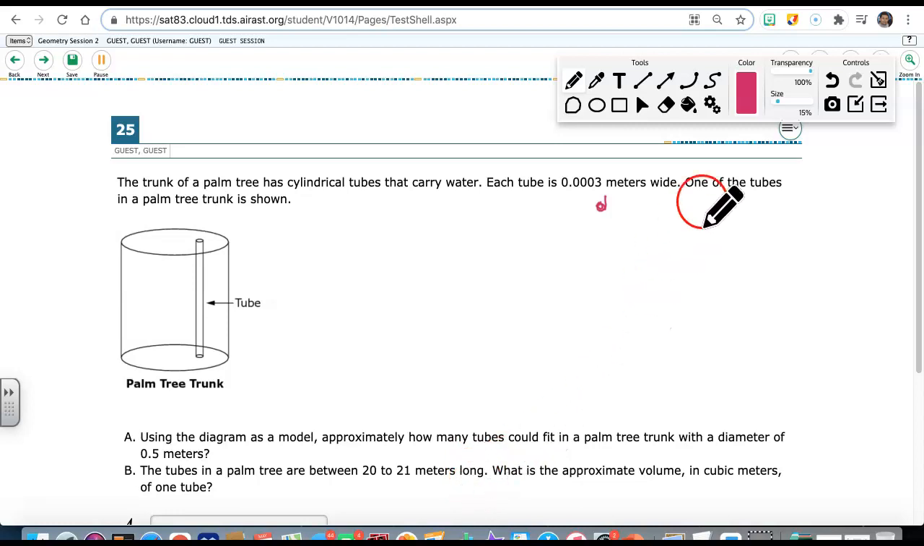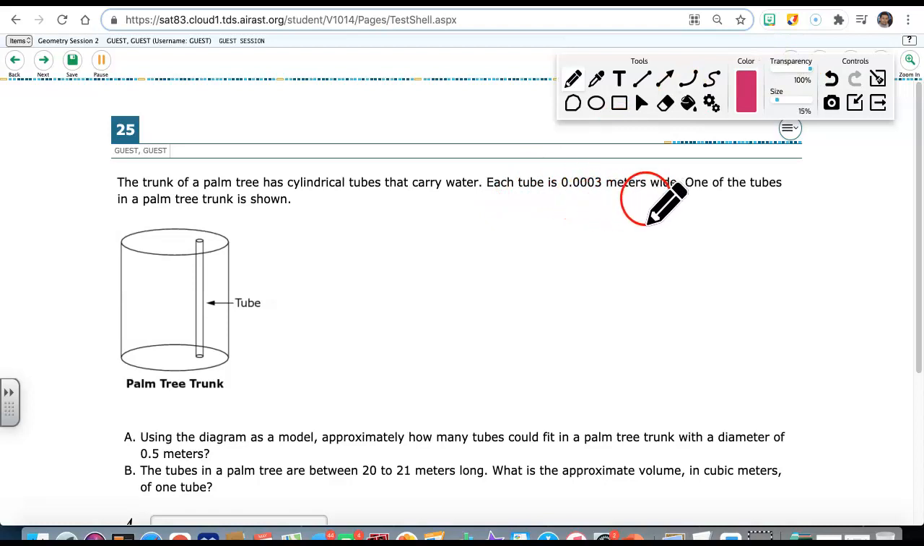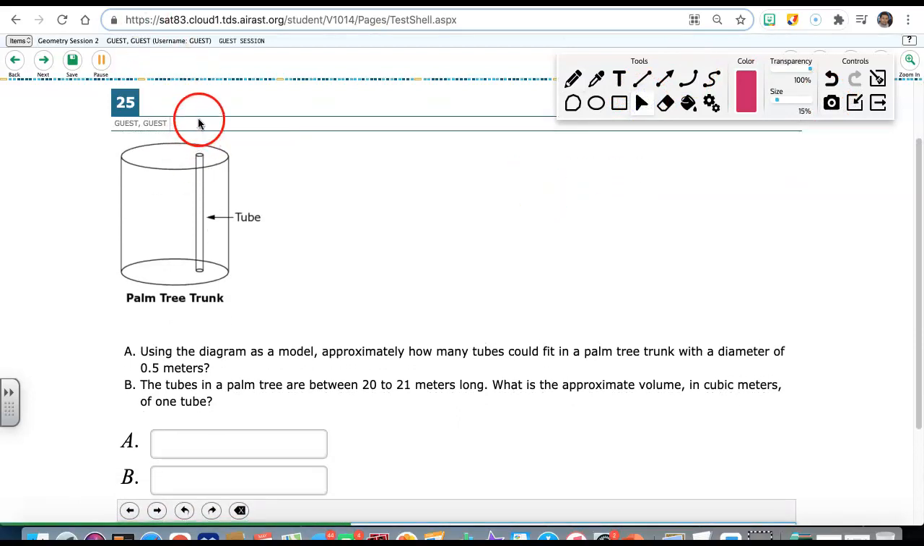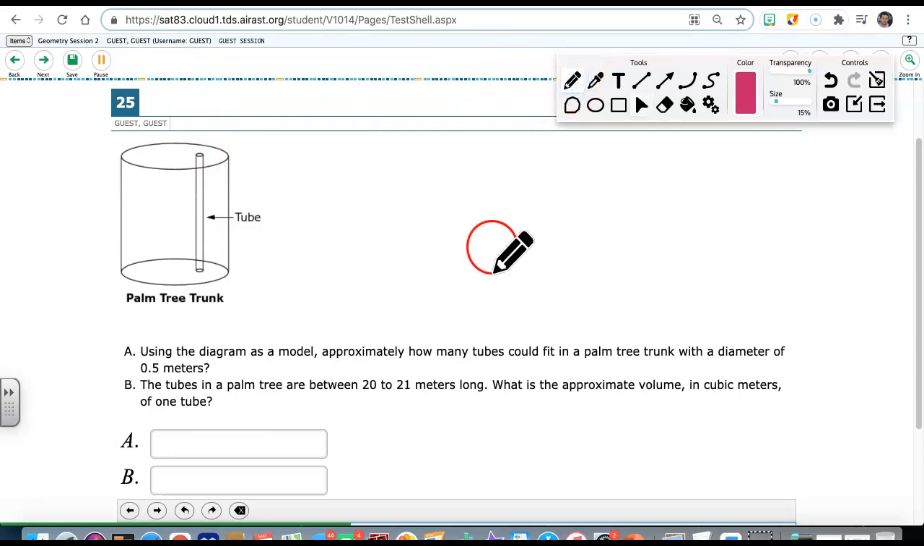Alright, so one step at a time. What they're saying right now is each tube is 0.0003 meters wide. Wide means, if it's a tube, it's circular, right? So that's a circle, and the width is your diameter. So this is your diameter. They're saying if the trunk is 0.5 meters in diameter as well, how many tubes can you fit? So what I need to do is find the area of each one of them. You see this? I'm going to color the top of each tube right now. So this is the top of that tube. I'm going to see how many of those I can fit in the whole area.